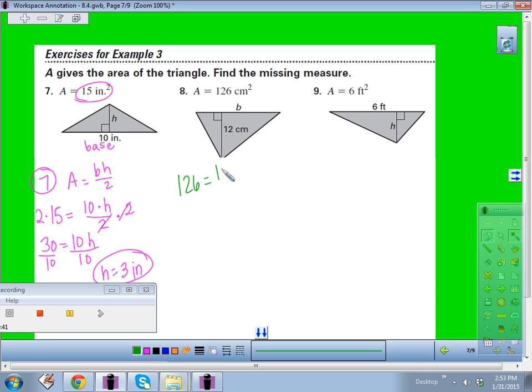For number 8, we know the area is 126. The base we do not know. The height is 12. Base times height divided by 2 is the formula for a triangle. We then multiply by 2 to get the 2 out of the denominator. These cancel. 2 times 126, well, that will give me 252 equals 12 times B. And when I divide by 12 on each side, I get B equals 21 centimeters.